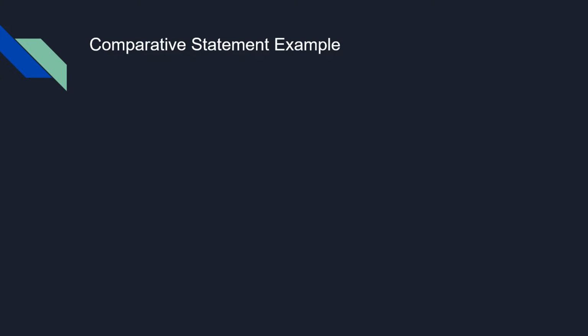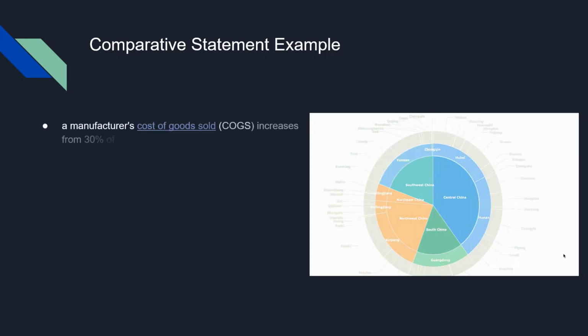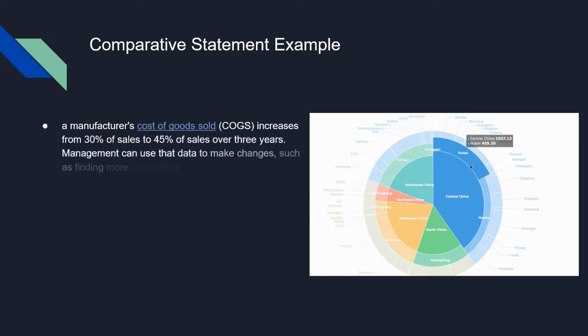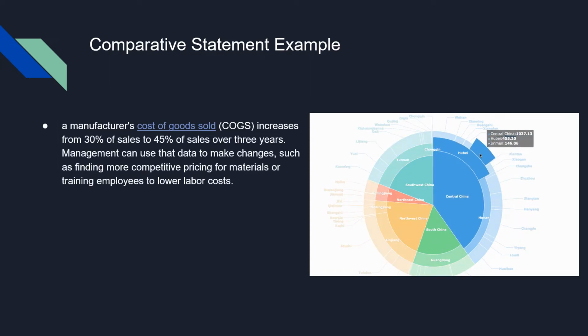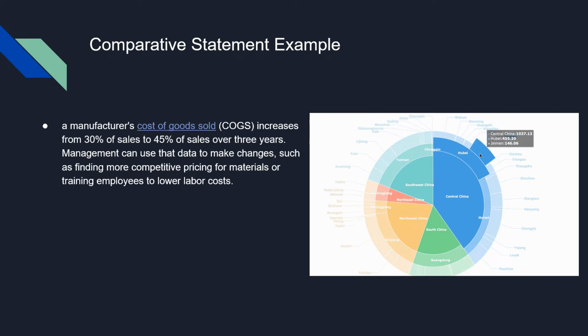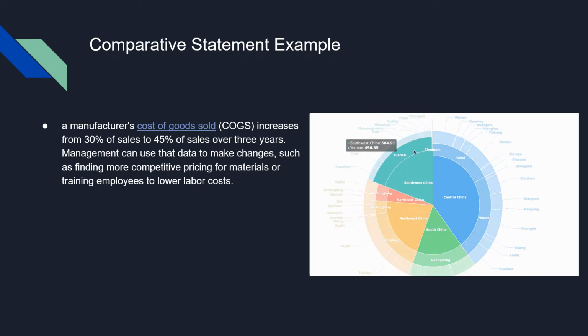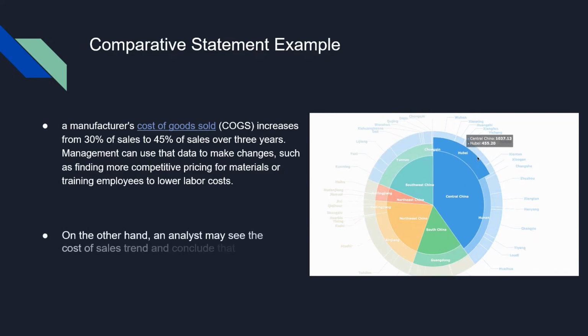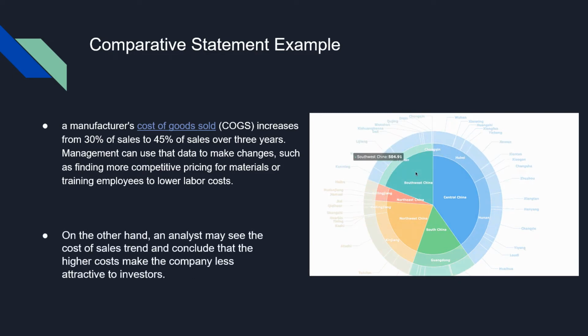Moving forward, here is an example for comparative statement. A manufacturer's cost of goods sold (COGS) increases from 30% of sales to 45% of sales over 3 years. Management can use that data to make changes, such as finding more competitive pricing for materials or training employees to lower labor costs. On the other hand, an analyst may see the cost of sales trend and conclude that the higher costs make the company less attractive to investors.